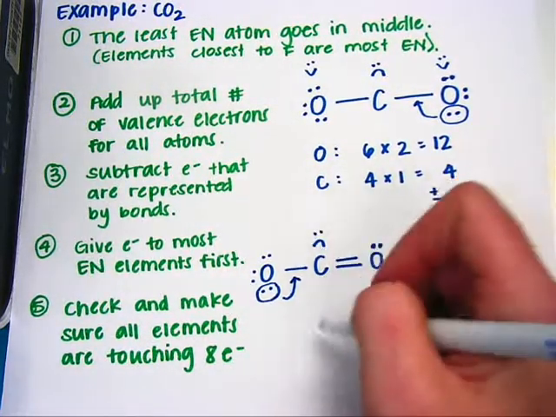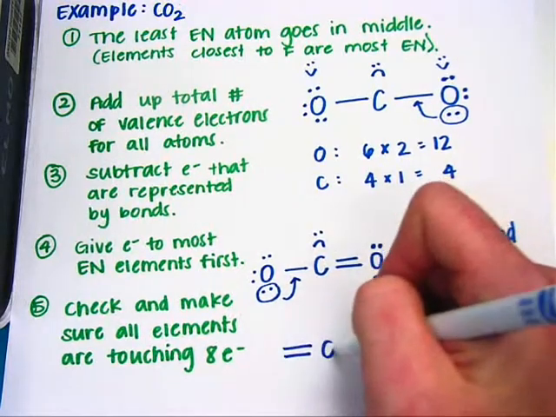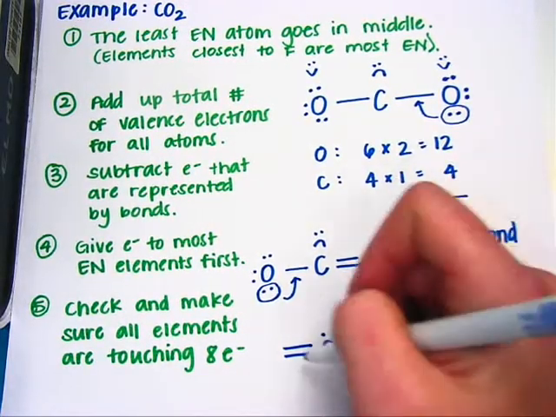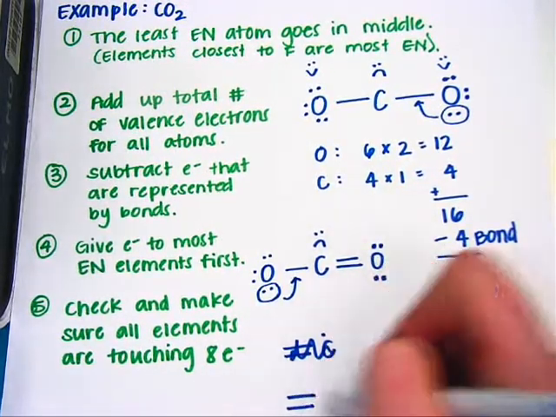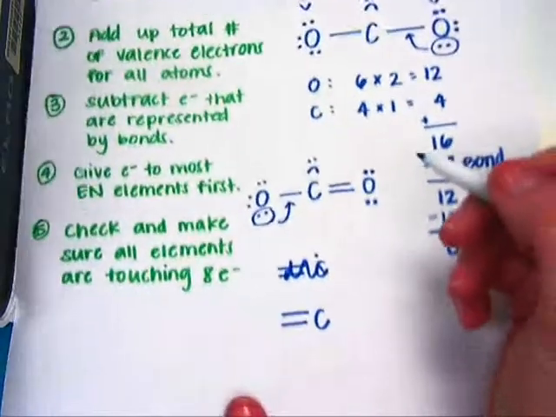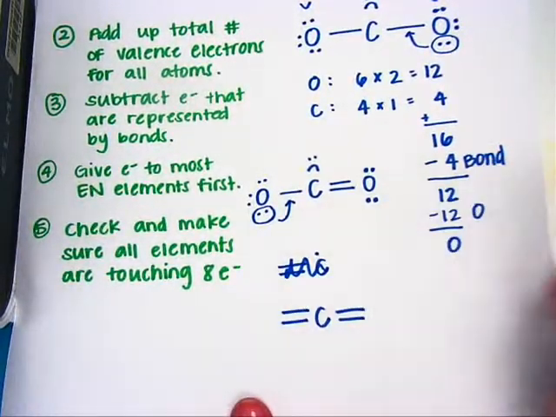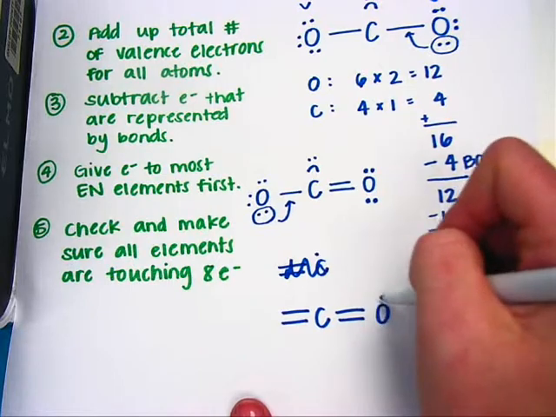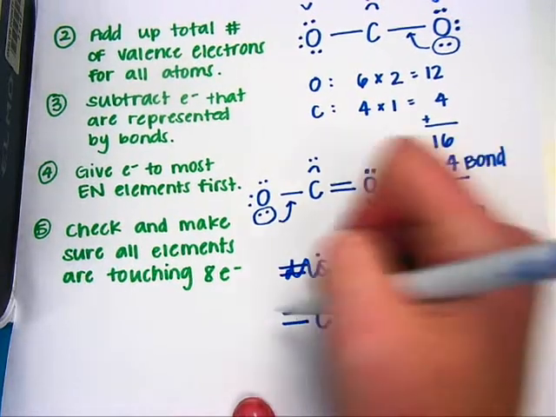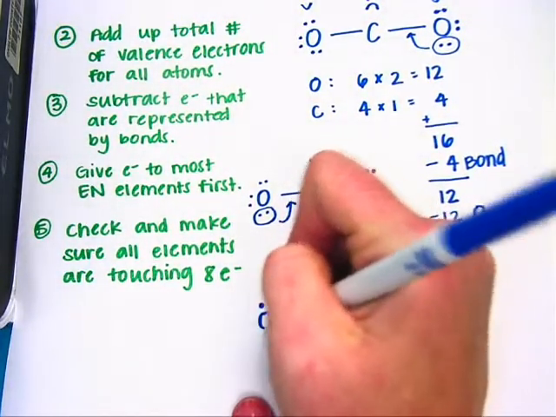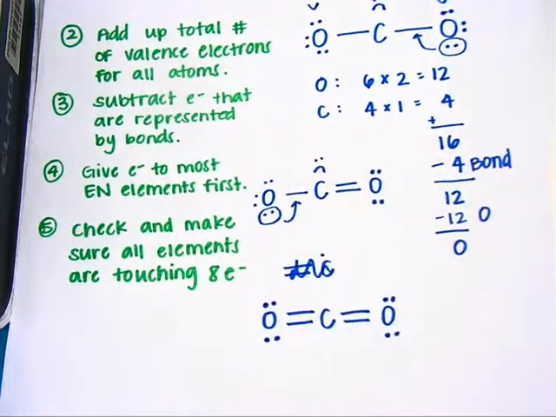So your final answer for your Lewis dot diagram here, whoops, start over down here. It's carbon in the middle, double bonds on each side, and then those oxygen atoms. You will notice that I did not split up the lone pairs. If they were together when I started bonding, then I'm going to leave them together when I finish. And we will do a few more examples.